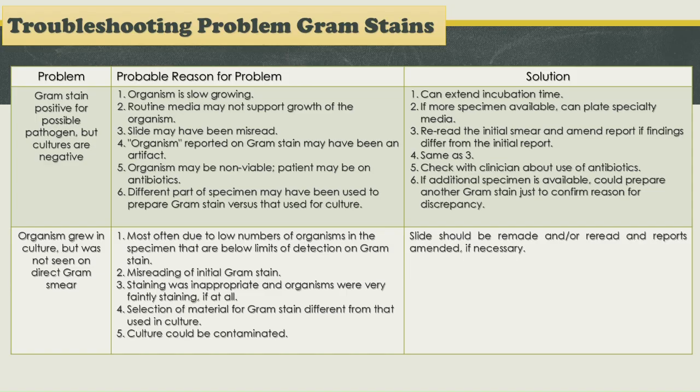Problem: organism grew in culture, but was not seen on direct gram smear. Probable reason for problem: 1. Most often due to low numbers of organisms in the specimen that are below limits of detection on gram stain. 2. Misreading of initial gram stain. 3. Staining was inappropriate and organisms were very faintly staining, if at all. 4. Selection of material for gram stain different from that used in culture. 5. Culture could be contaminated. Solution: slide should be remade and/or reread and reports amended, if necessary.